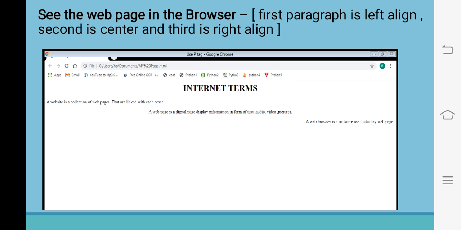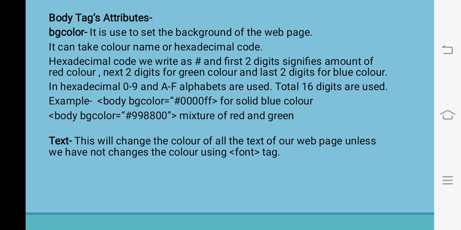You can see that heading will come on the title bar of the browser window, children, and our heading is coming in the center because we have used center tag and we have used h1 tag to show as a big font size. And first paragraph is a left align, second is center, and third is a right align with the help of align attribute. So this way paragraph tag is used in HTML document.